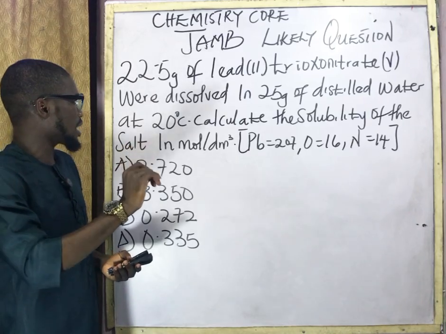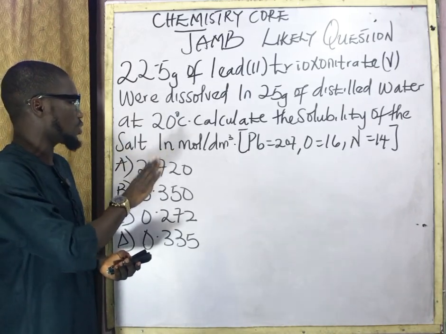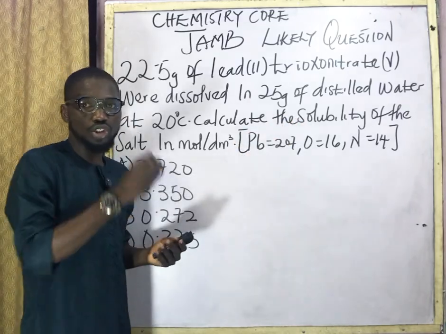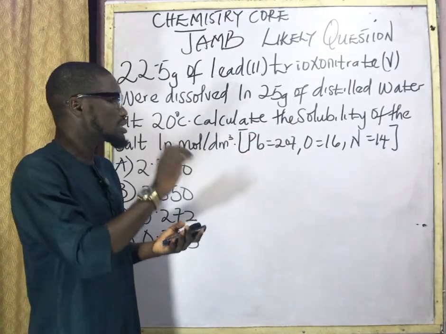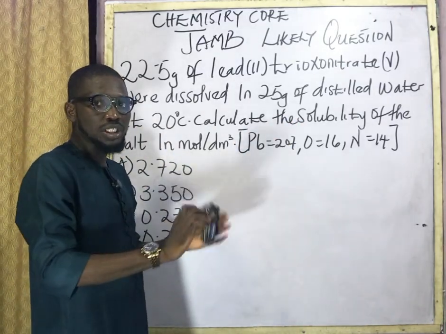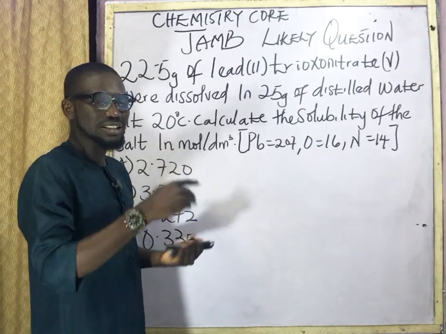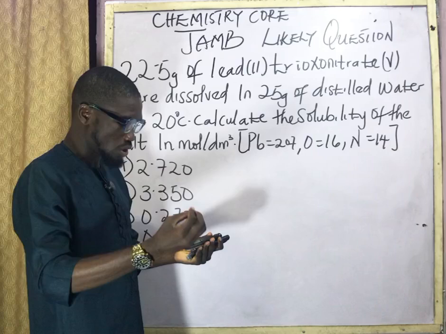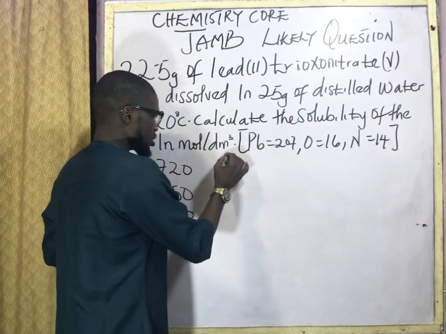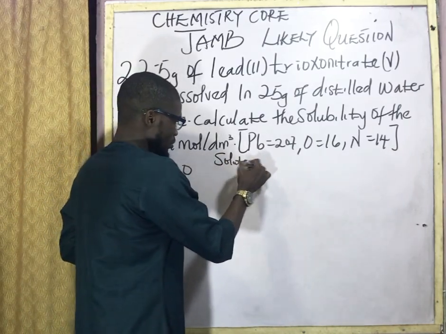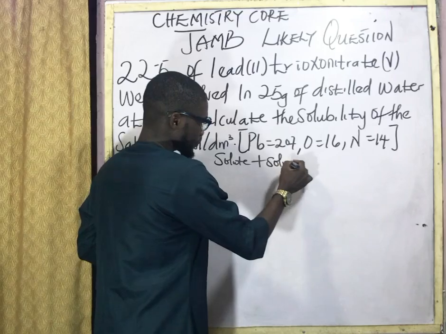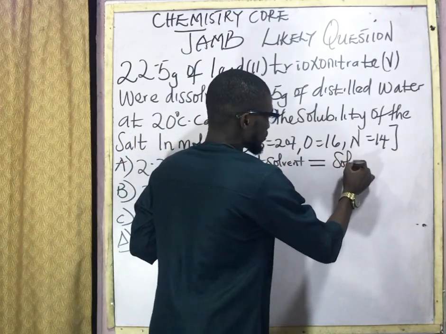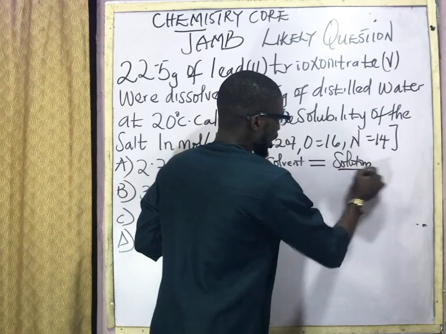One thing you need to know is that if you came across this type of equation, from that word, calculate the solubility, you should be able to tell that this type of equation falls under solubility. And that is why we have solute plus solvent will give us a solution. So this is it. Solute plus solvent will yield solution. Are you with me now?